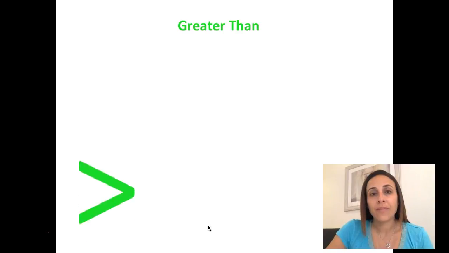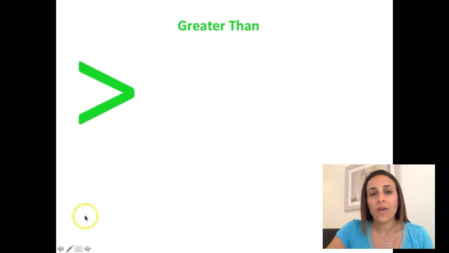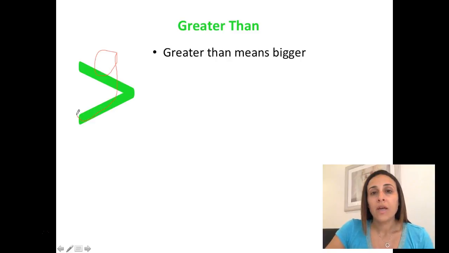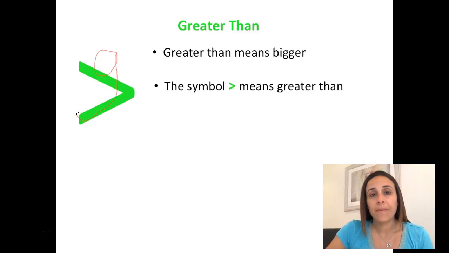Greater than. The symbol goes in the other direction. This is the symbol for greater than. This reminds me of a G because the tail of a G goes in the same direction as this bottom line. Greater than means bigger. The symbol, which is this one in green, means greater than.